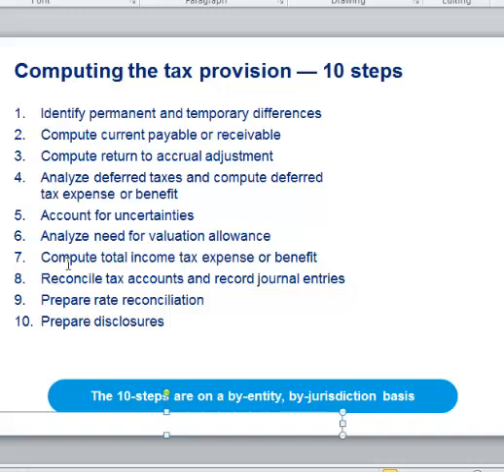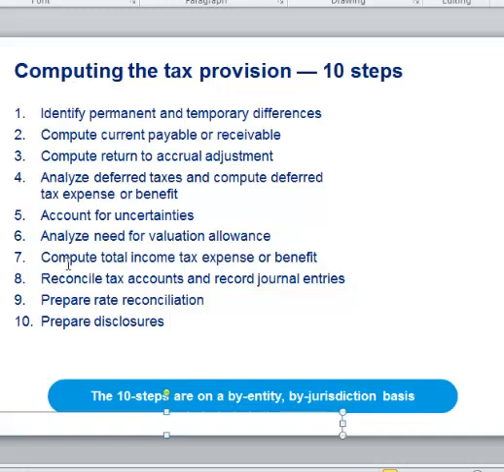Okay. So the goal is at the end of tonight, you'll be able to start with step 1, identify perms and temps, figure out how to do a current provision, figure out how to do a deferred provision, go all the way through a rate rec, disclosures, get the whole thing settled. So the goal at the end of class 4 is that you could compute a provision from beginning to end, and you could get the required disclosures.